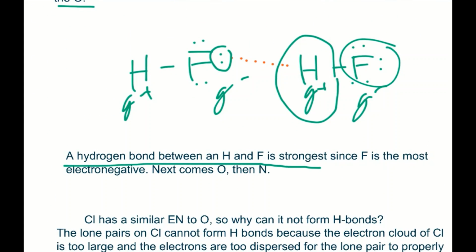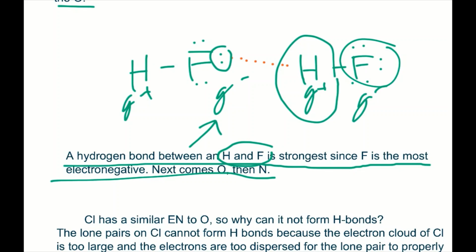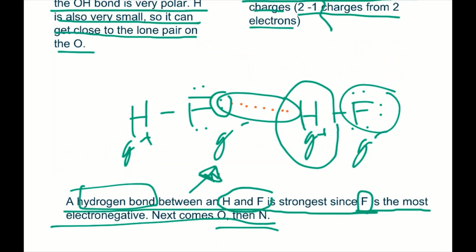A hydrogen bond between H and F is strongest since F is the most electronegative. Next comes O and then N. So again, the charges or the electronegativities matter because F is the most electronegative atom, and because of that, it is able to have a really powerful partially negative end. And remember, the higher the magnitude of the negative charge or the positive charge, the stronger the attractive forces are. So that's why F has the strongest hydrogen bonding out of the 3 possible choices.